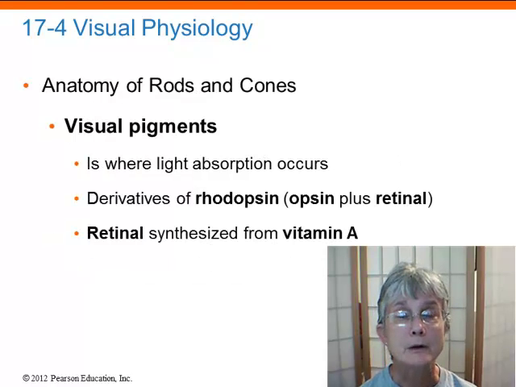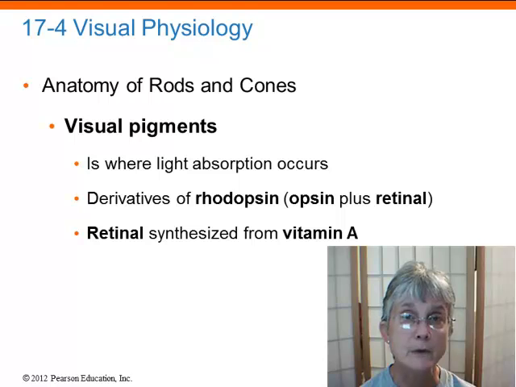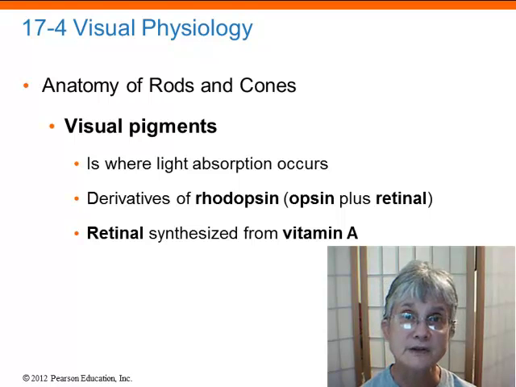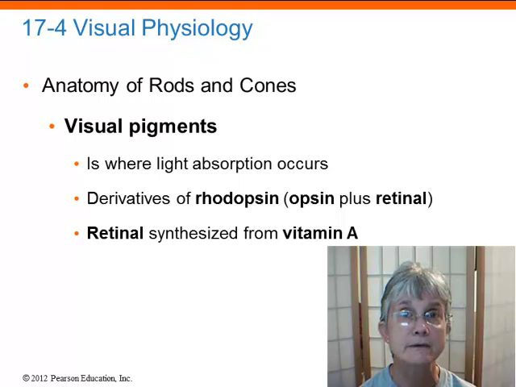Whether it's a rod or a cone, within the cell there is a collection of the visual pigment. Visual pigment is a photosensitive molecule that changes its shape when struck by photons of light. In the rods, the visual pigment is called rhodopsin, and rhodopsin is synthesized from vitamin A. This is why vitamin A is considered essential for night vision. The cones each have their own visual pigment, slightly different from rhodopsin, each sensitive to a different wavelength of light.